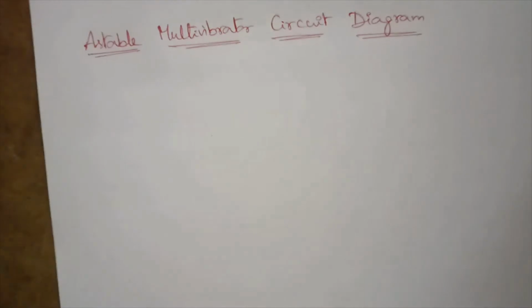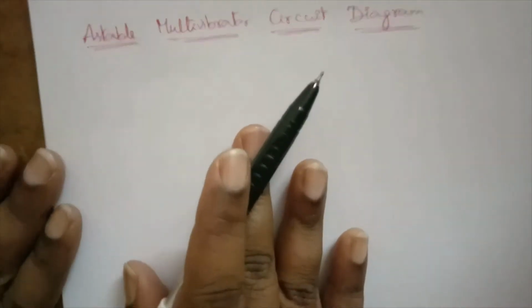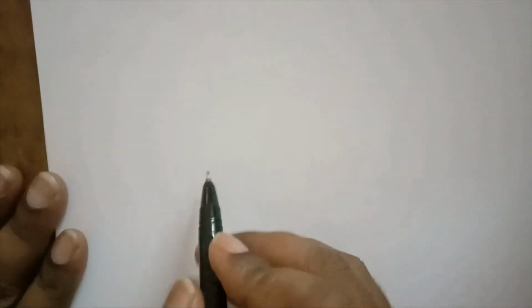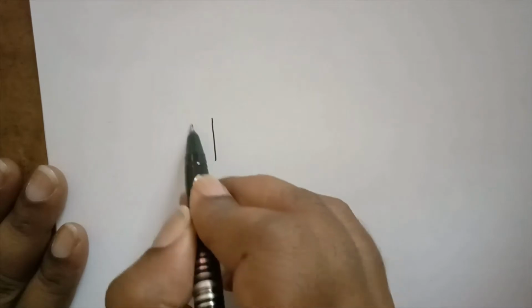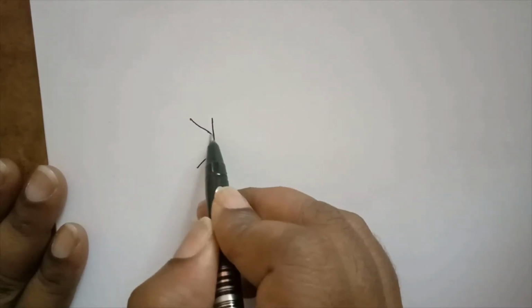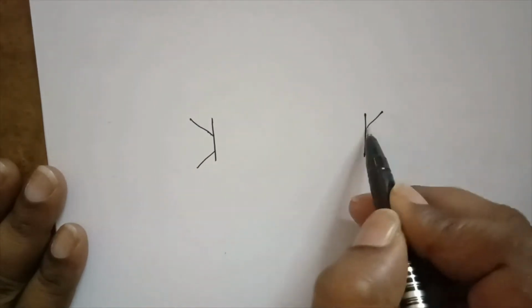Stable multivibrator. So now first take the circuit diagram. Any multivibrator consists of two transistors. Here I am taking two transistors, and these two transistors are connected back to back.